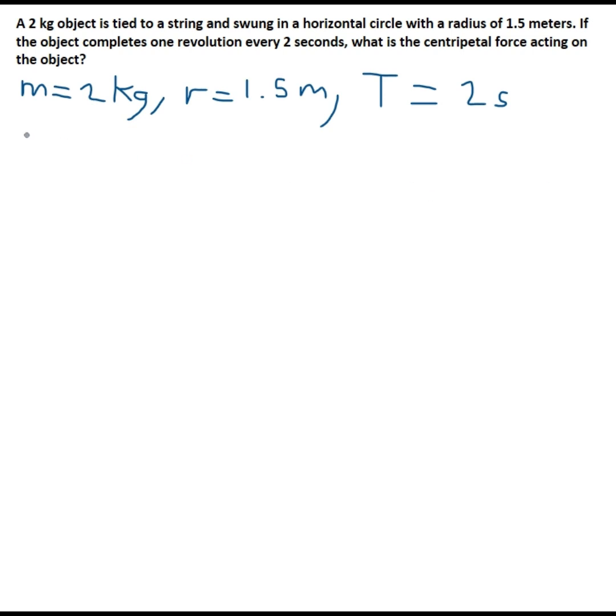Now, to find the centripetal force, we can use the formula. The centripetal force is equal to the mass times the velocity squared divided by the radius. However, we need to solve for the velocity first. And to do that, we can use the equation that the velocity is equal to 2 pi times the radius divided by the period.